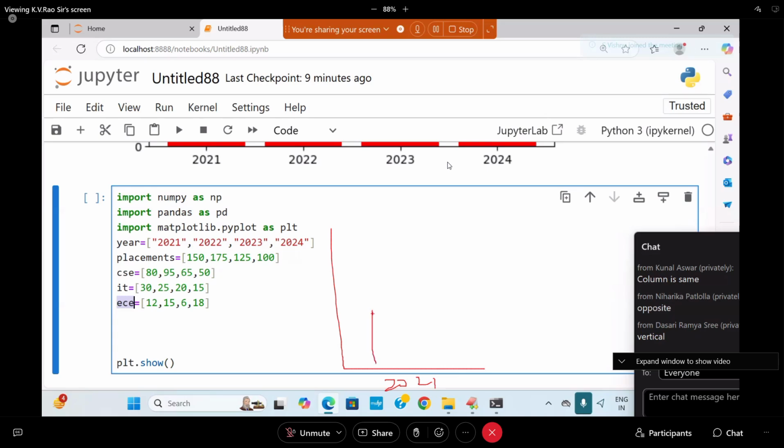On the top of it, what is the value? CSC, which is in red color. On the top of it, what are you going to place? IT. So how much is the value of this one? 80 plus 30. It is nothing but 110. On the top of 110, I need to place ECE.